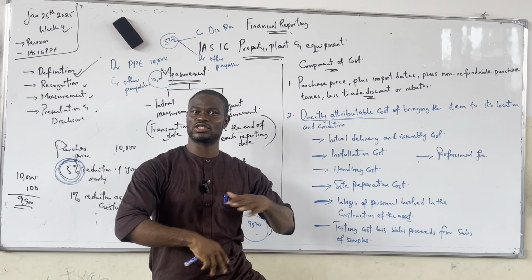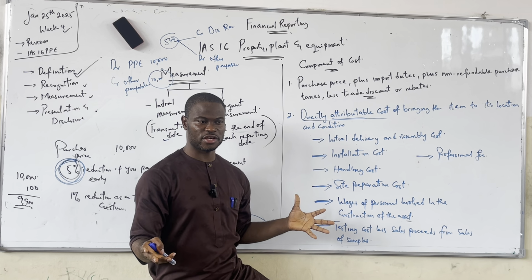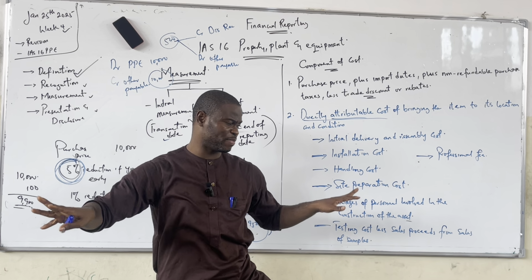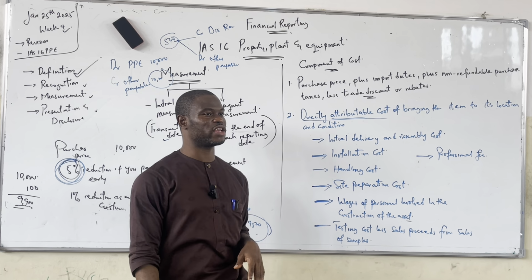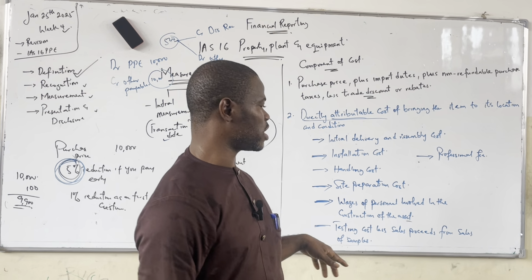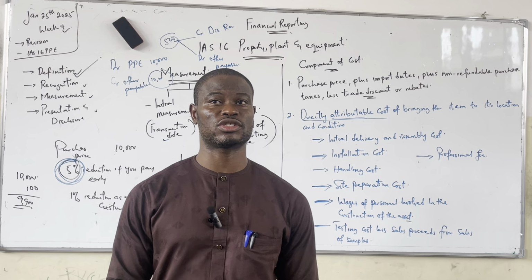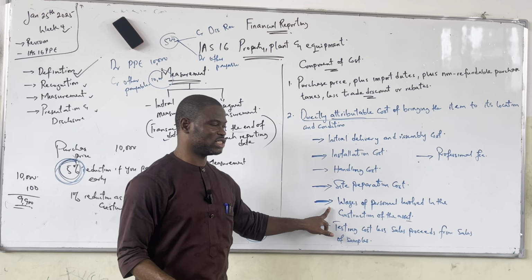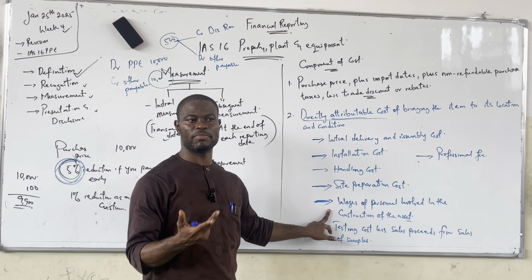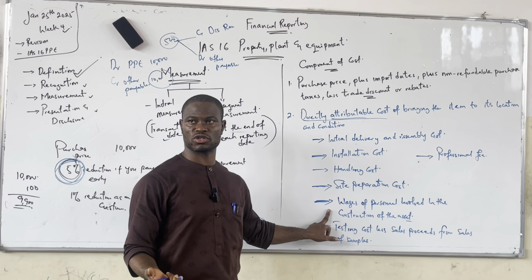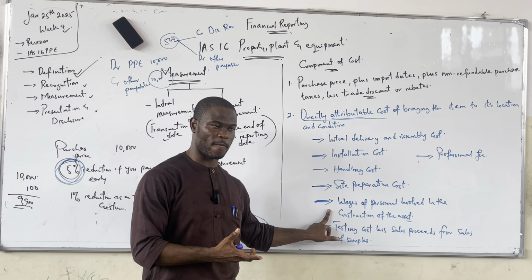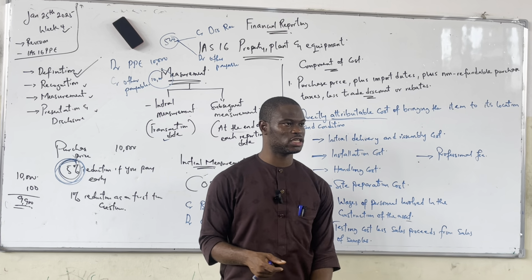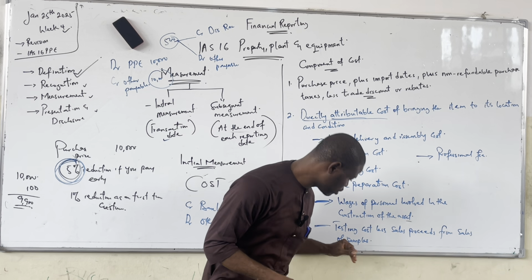Site preparation cost. This one also depends on the asset. It could be that you want to do a pavement for the asset, you want to clear the land, whatever, depending on the asset. Wages of personnel that are involved in constructing the asset. This is only relevant if you have constructed the asset yourself. That is where this one is relevant. So the wages of staff or laborers that are involved in that construction, you capitalize it.